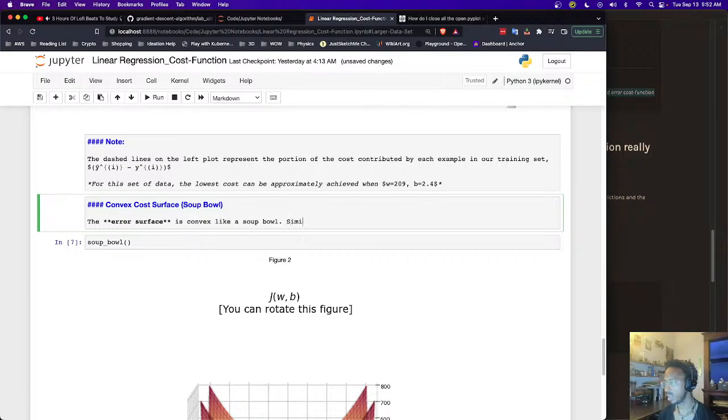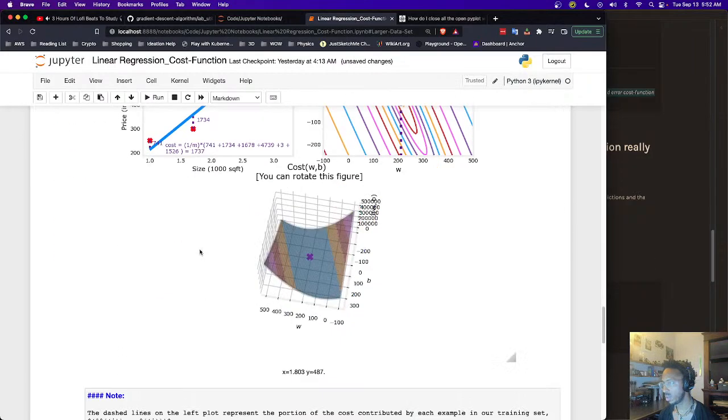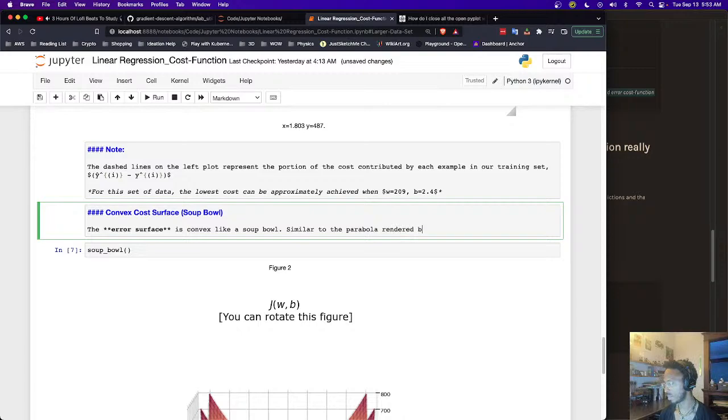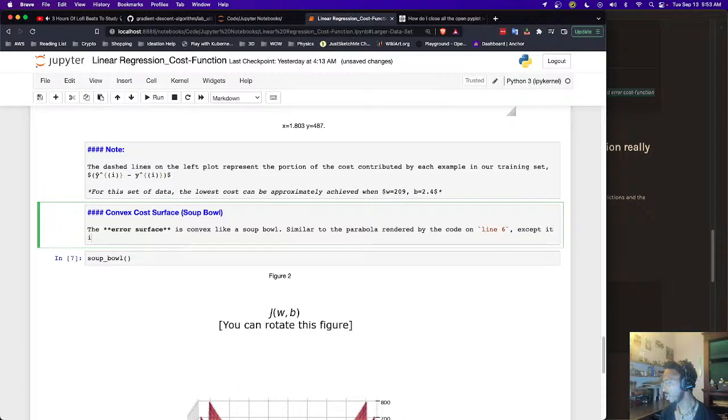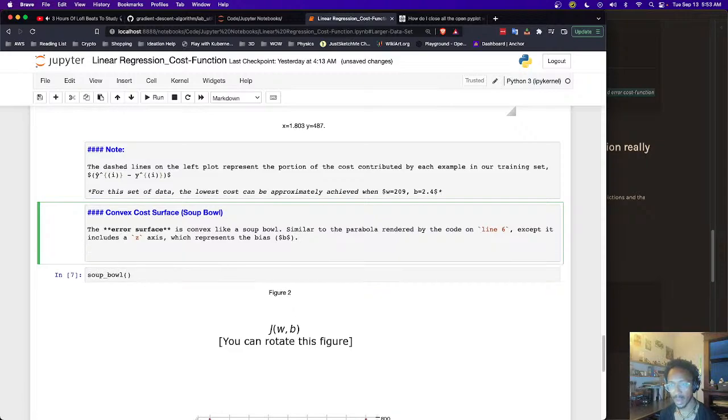So I'll say here, similar to the parabola rendered by the code on line 6, I'm going to make that this, except it includes a z-axis which represents the bias. The minimum can always be reached by following the gradient in all dimensions.